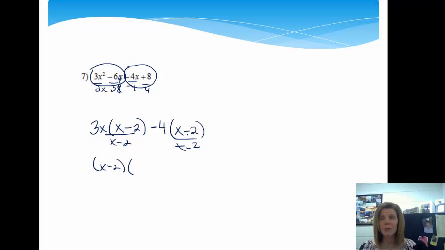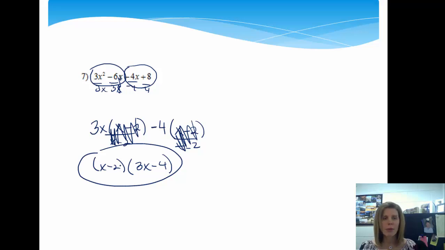You might be past that step right now. That's great if you are. The x minus 2 zap each other out, so I'm left with 3x. The x minus 2 zap each other out, I'm left with minus 4. So this is going to be my factored polynomial. So hopefully now you can factor quadratic polynomials using grouping.